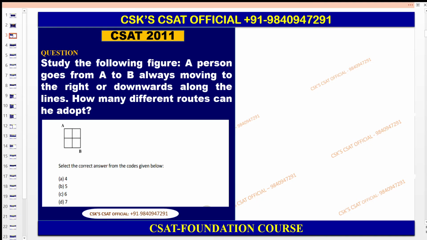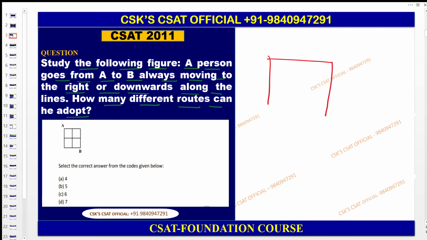Today's class we will discuss the PYQs. So try to understand this question. Study the following figure. A person goes from A to B, always moving to the right or downwards along the lines. How many different routes can he adopt?